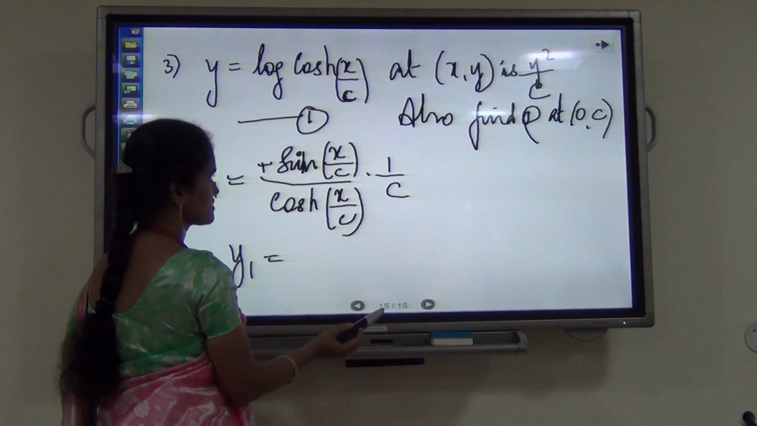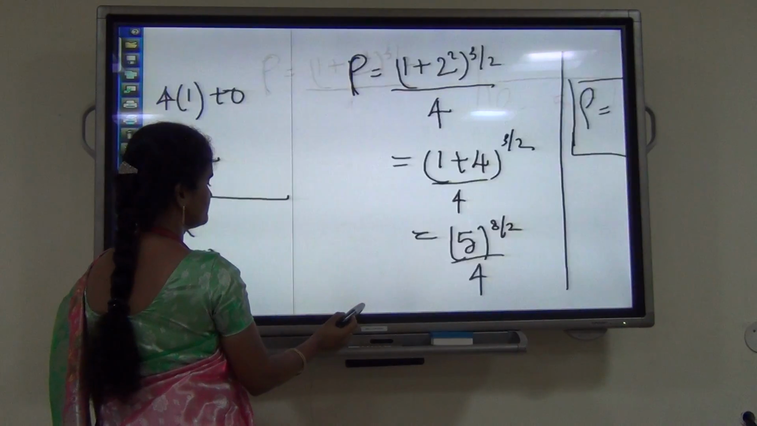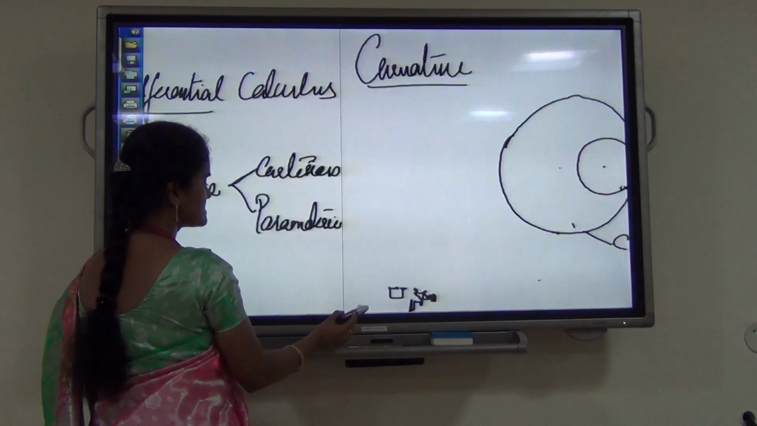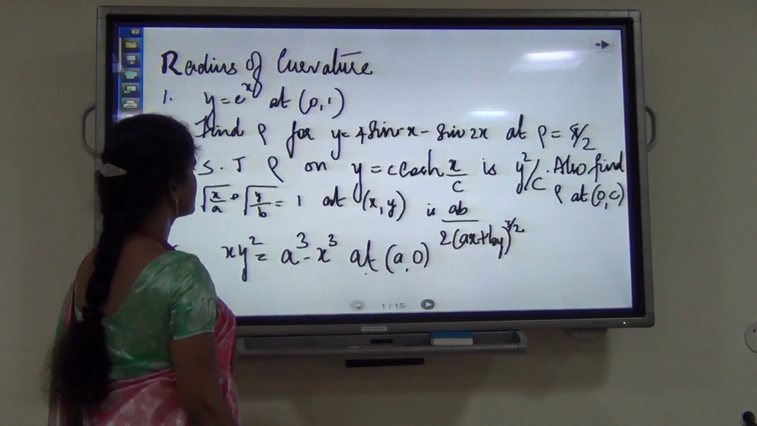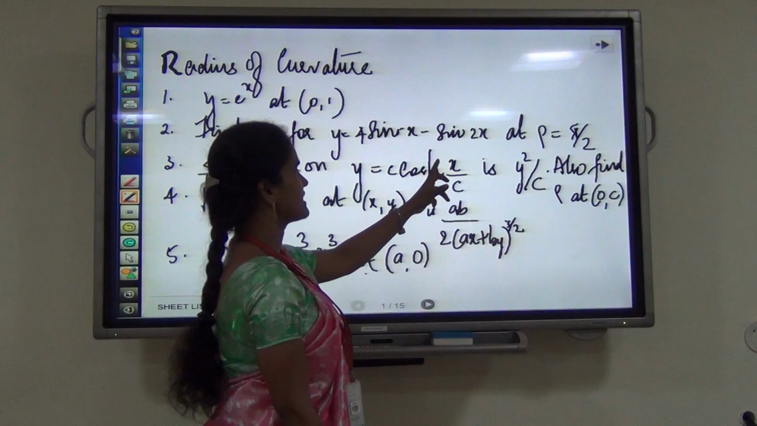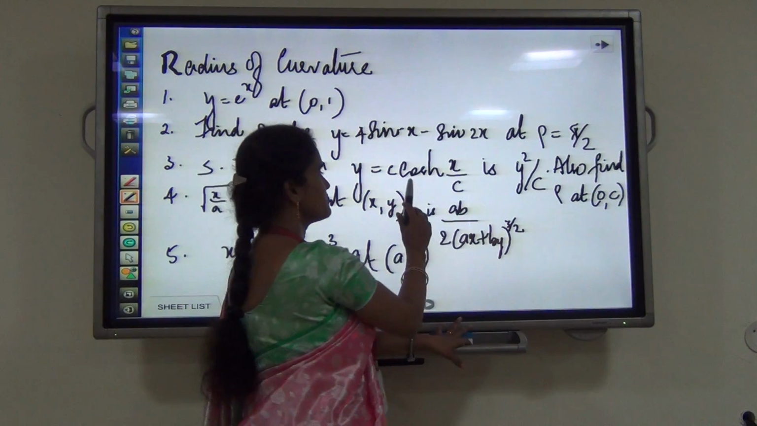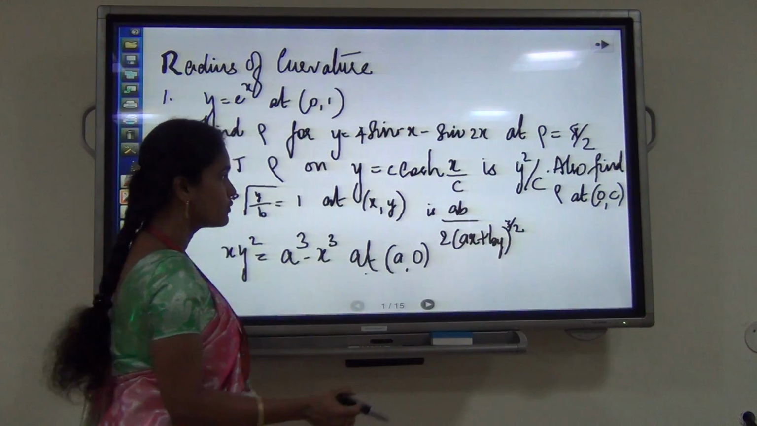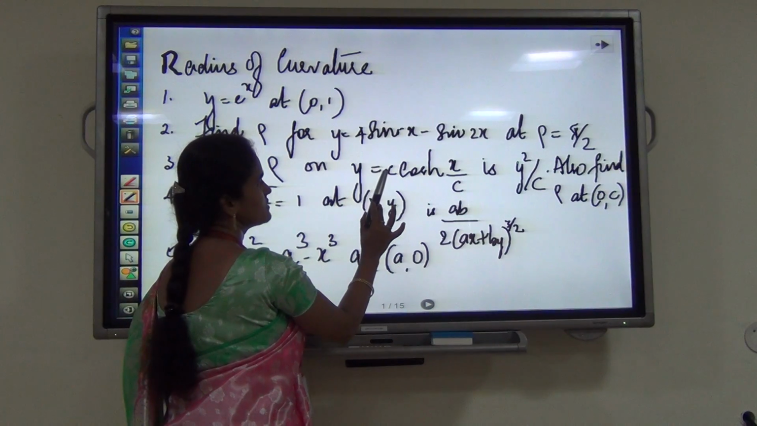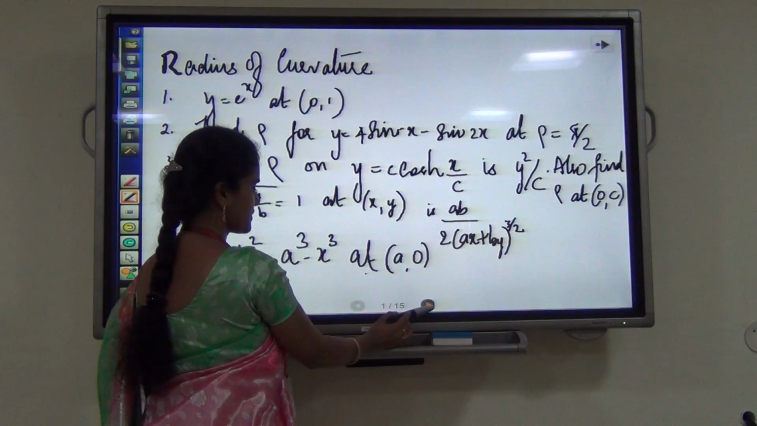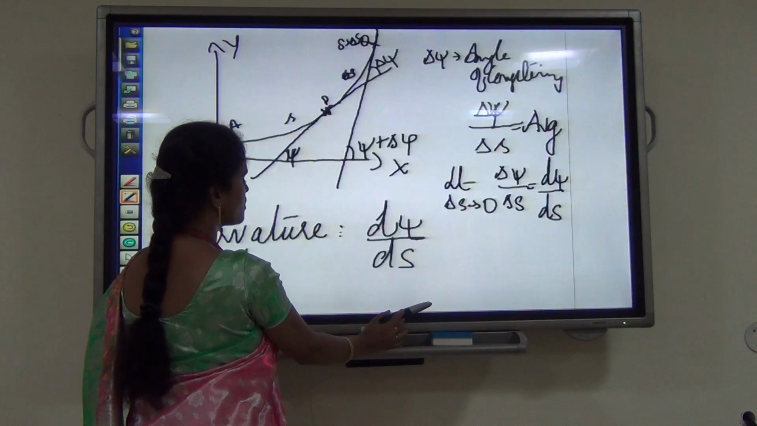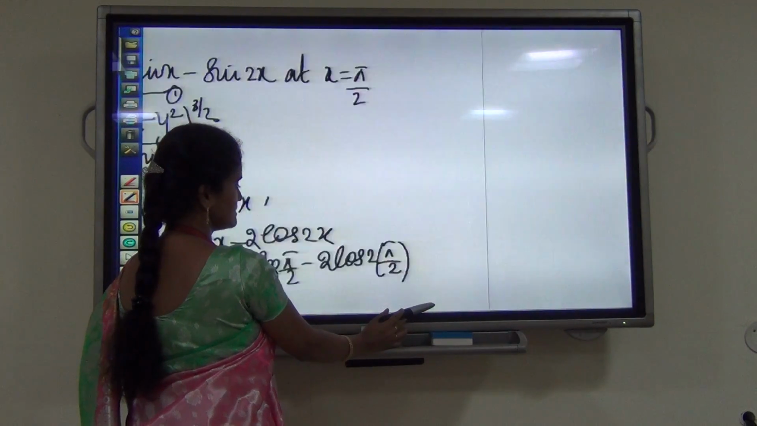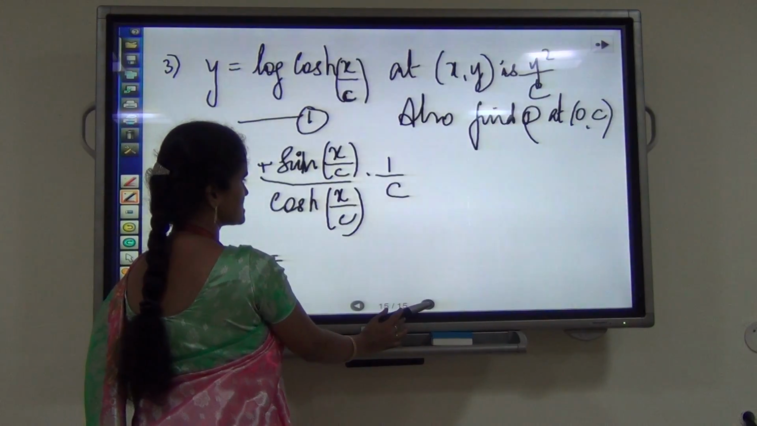Once again I will check the question. I have listed the problems which you are going to do from this topic. So it is just c cosh(x/c). If we proceed with this curve, we can prove the radius of curvature is y square by c. Maybe the log we can do as a next problem. It is not log. If we do it with log, we may not get the radius of curvature as y square by c. We can do that as a separate request.